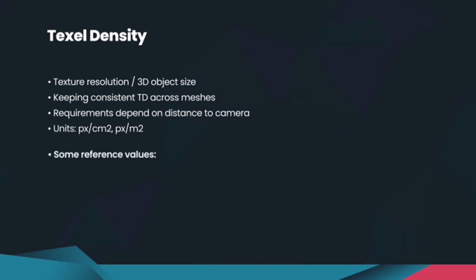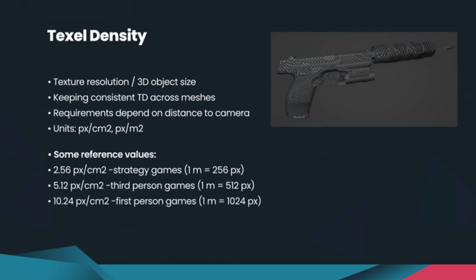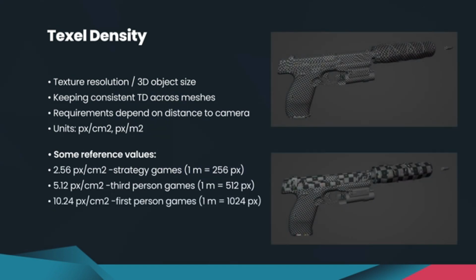The first one is texel density. A texel is each pixel of a texture when processed by the game engine, and texel density is the ratio between texture resolution and 3D object size. It is usually measured in pixels per square centimeter in props and weapons, or pixels per square meter in environments. In video games, we try to keep a consistent texel density across all 3D meshes, weighted in relation to how close any given object will be to the game's camera.